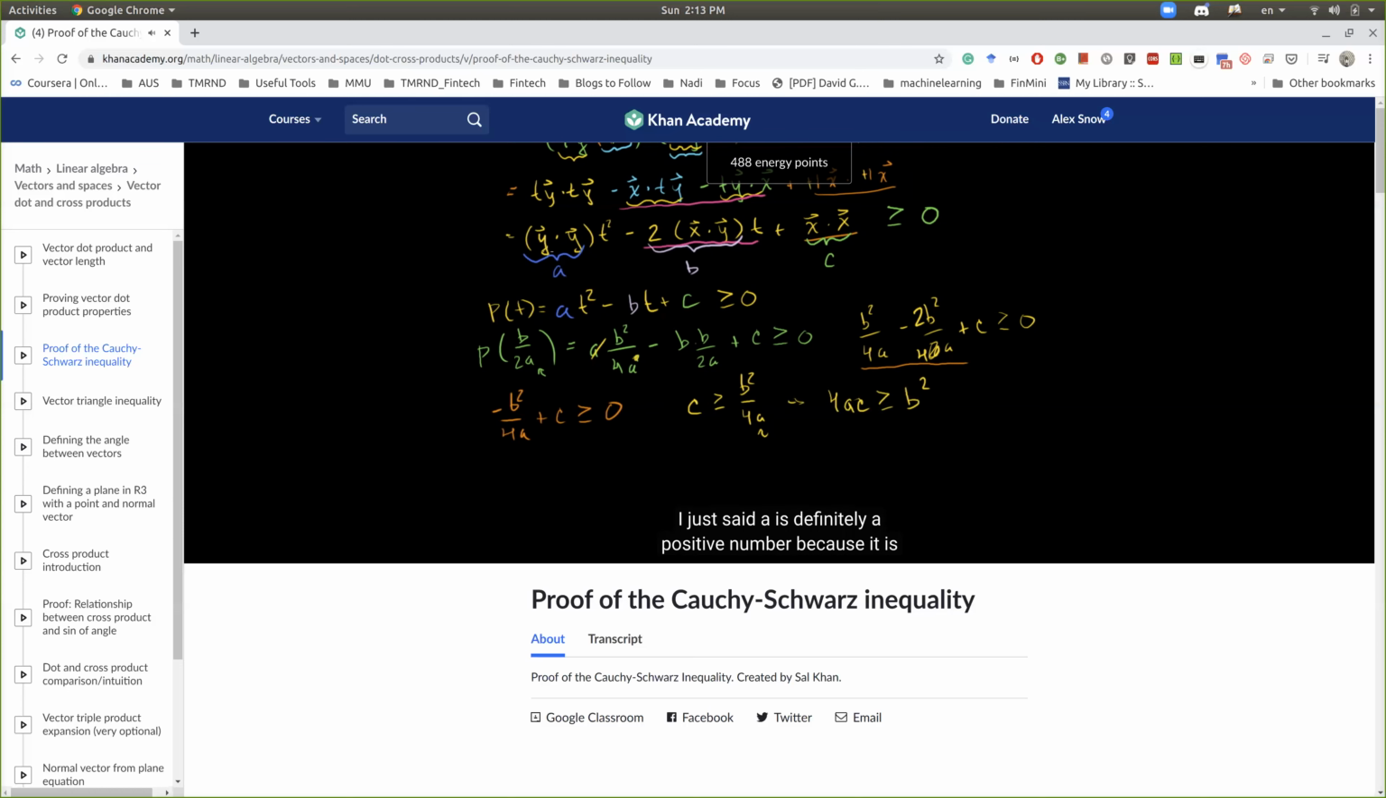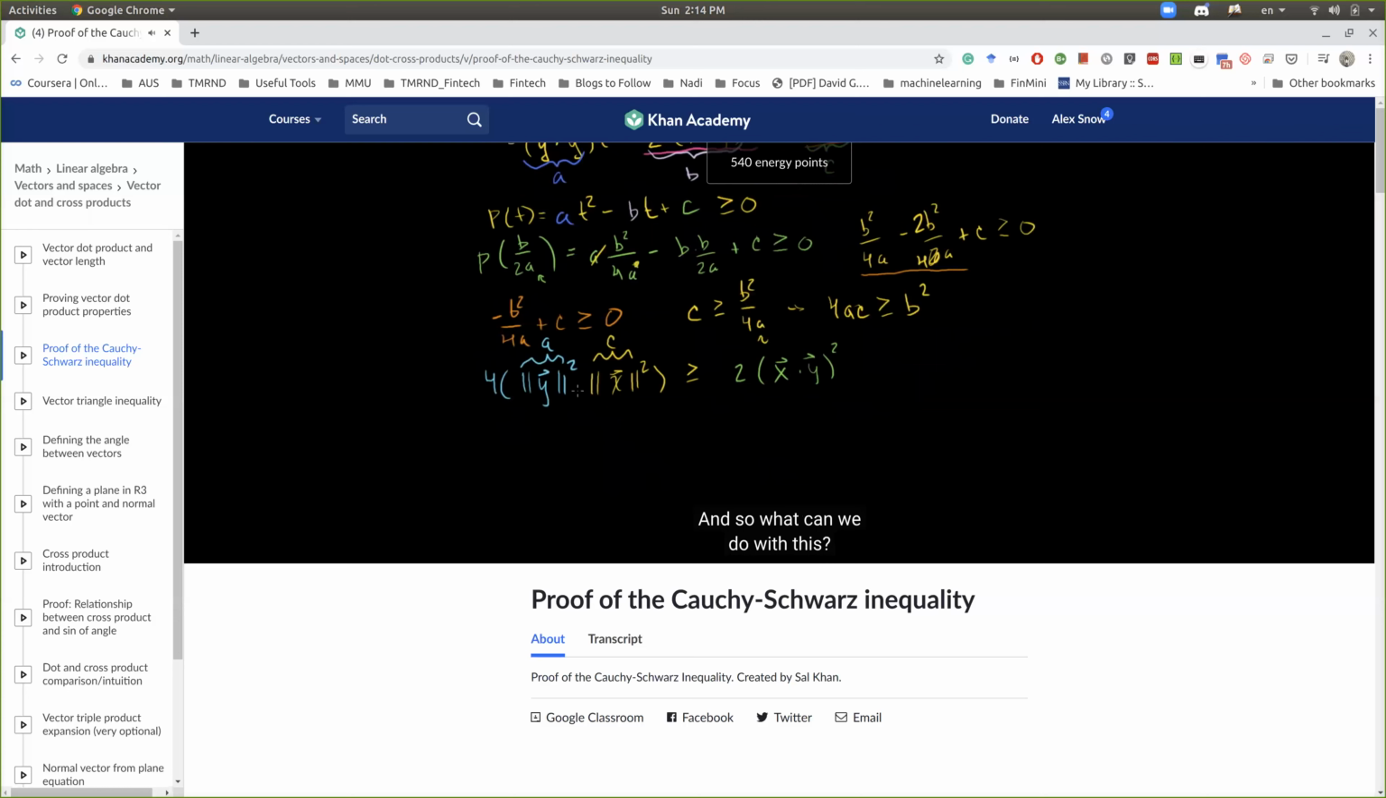Now let's back substitute this. So 4 times a, 4 times y dot y. y dot y is the same thing as the magnitude of y squared. That's y dot y, this is a. I showed you that in the previous video. Times c. c is x dot x, and x dot x is the same thing as the length of vector x squared. So this was c. So 4 times a times c is going to be greater than or equal to b squared. Now what was b? b was this thing here. So b squared would be 2 times x dot y, squared. Sorry, this whole thing is squared, this whole thing right here was b. So we've gotten to this result so far. Let's see if we can simplify this.